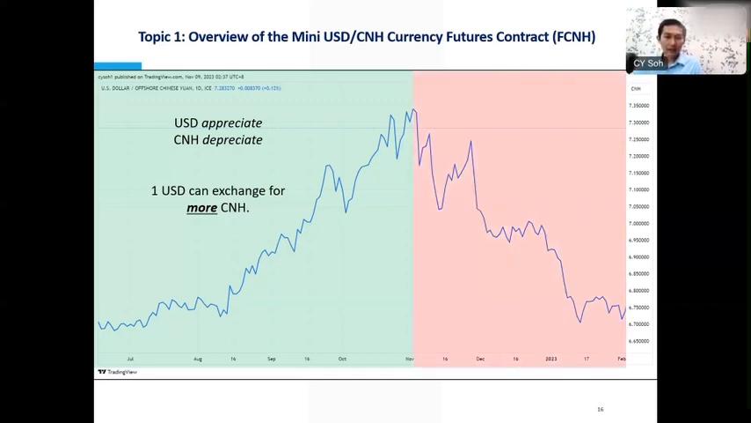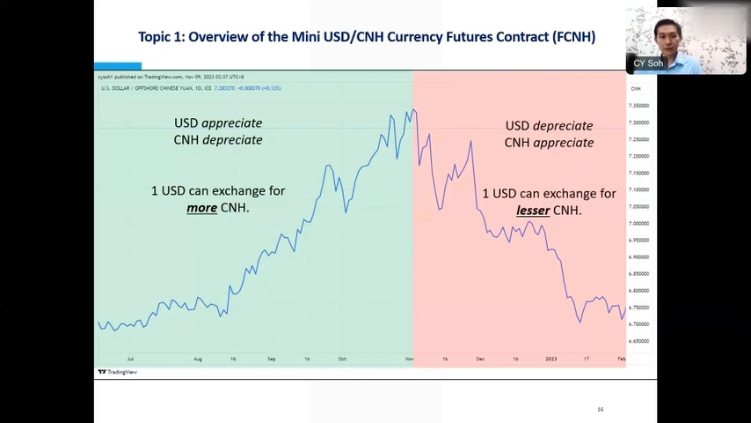On the other hand, when you see this chart coming down, it means the US dollar is depreciating, the US dollar is weakening, and your CNH is appreciating. So it also means your $1 can exchange for lesser CNH.